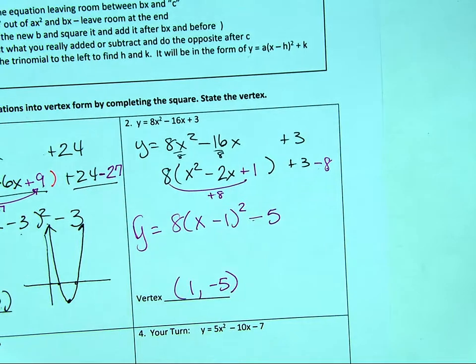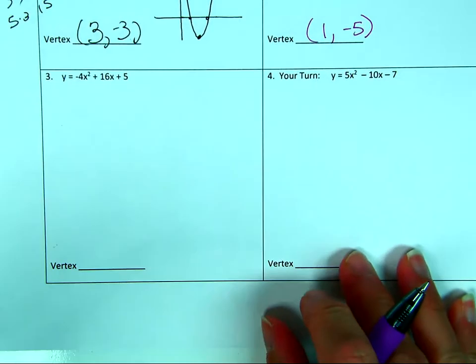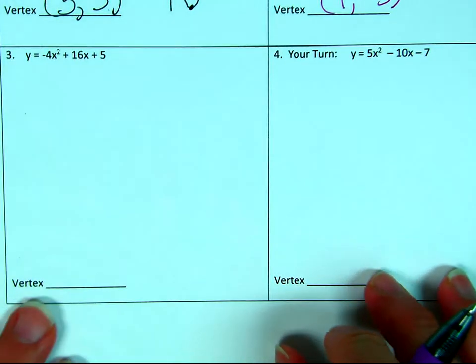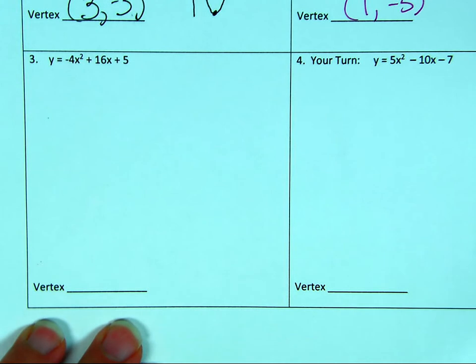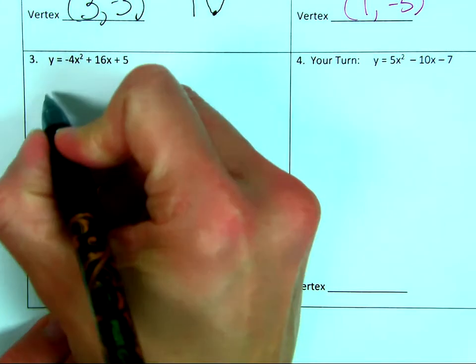Alrighty. We're going to try 2 more. Okay. So you can pause and try to do it on your own and see if you get the right answer. We're going to go ahead.